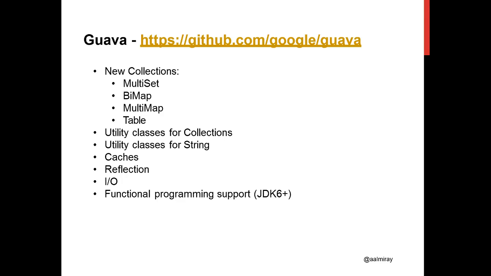But it works since JDK 6. It has nothing to do with Java 8 or Lambdas or the functional interfaces that we got in Java 8. So I would say that the functional programming support that is provided by Guava is no longer needed if you have already jumped into Java 8 or even later versions of Java.